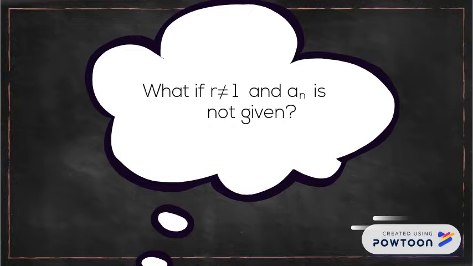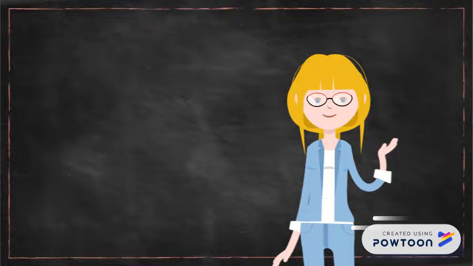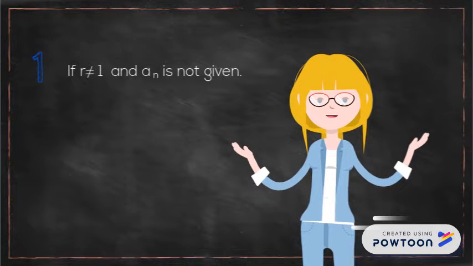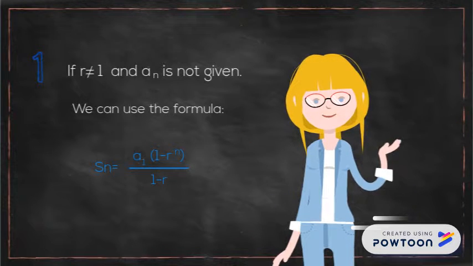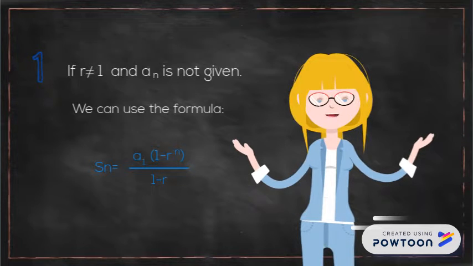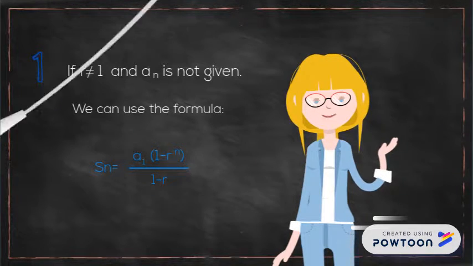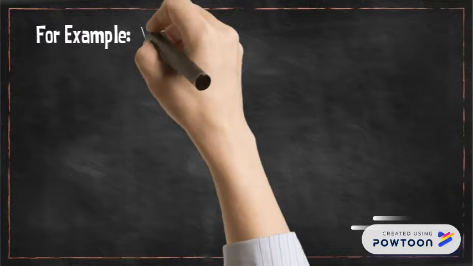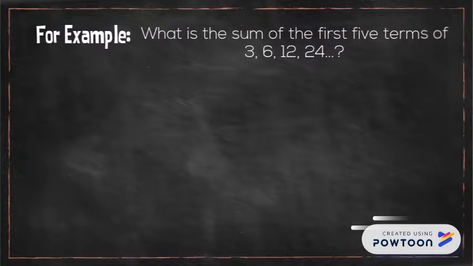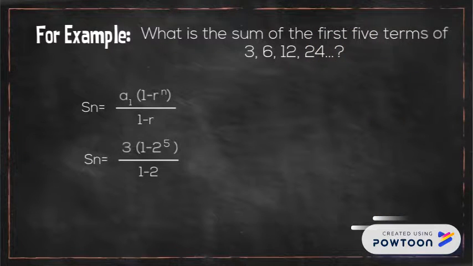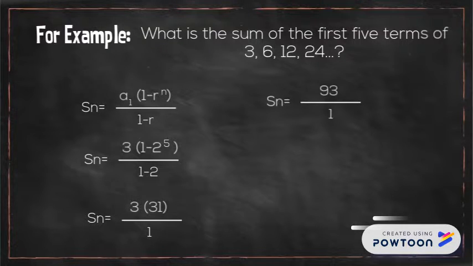Now you're probably asking, what if r is not equal to 1 and a sub n is not given? Good question! If r is not equal to 1 and a sub n is not given, we can use the formula S sub n equals a sub 1 times the difference of 1 minus r to the power of n over 1 minus r. Example, what is the sum of the first 5 terms of 3, 6, 12, 24? A sub n is not given. Of course, you use the equation, then you substitute, then come out with 3 times 31 over 1, and then 93 over 1. Then 93 is your final answer.